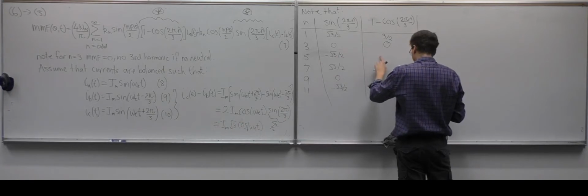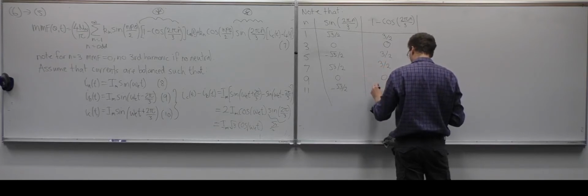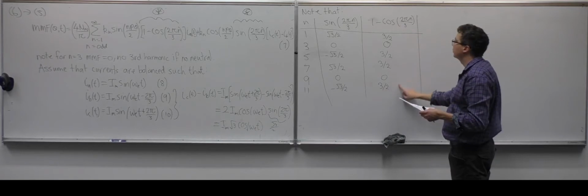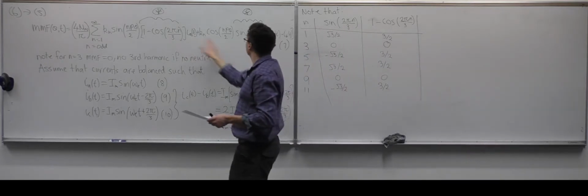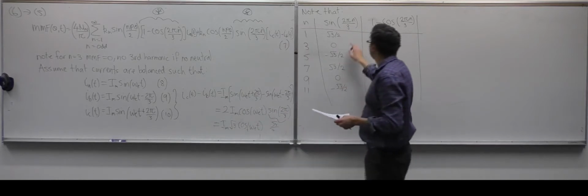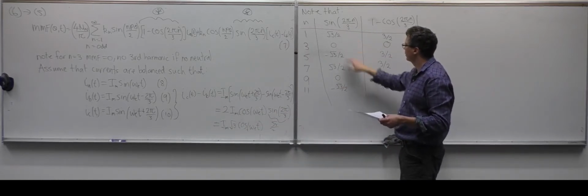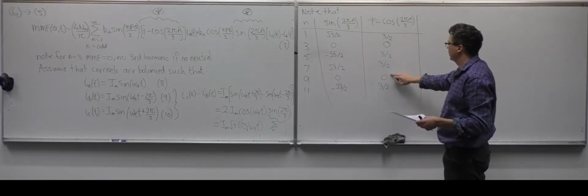When n is 5, we have 3 over 2. N is 7, 3 over 2. N is 9, back to 0, and then 3 over 2. So we can see that this term always is going to give us a positive 3 over 2. That's the first term here. The second term is going to alternate between negative and positive, and then there are going to be some zeros on the third and the ninth harmonic, similarly on here.